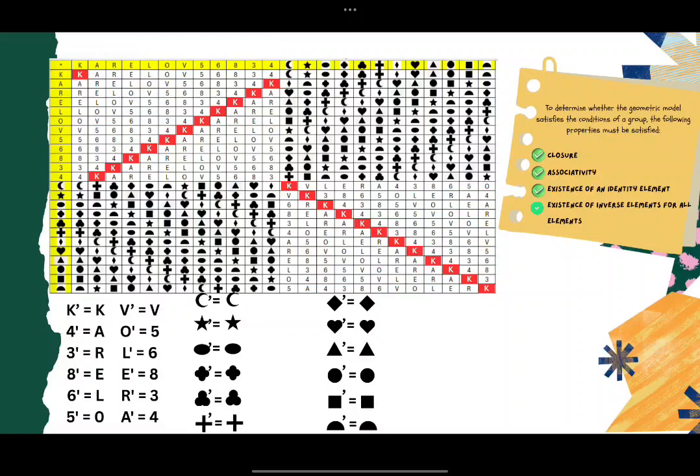Therefore, the geometric model forms a group structure since it satisfies all the conditions. It is closed, it is associative, it has an identity element, and the existence of inverse elements for all elements. Therefore, it is a group.